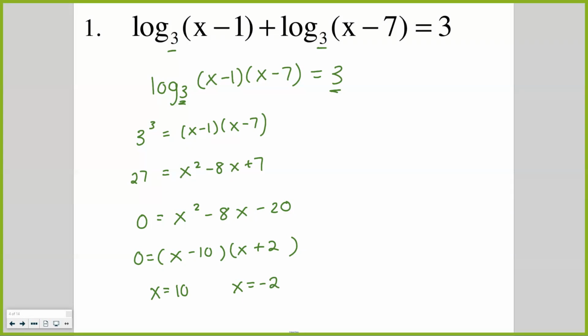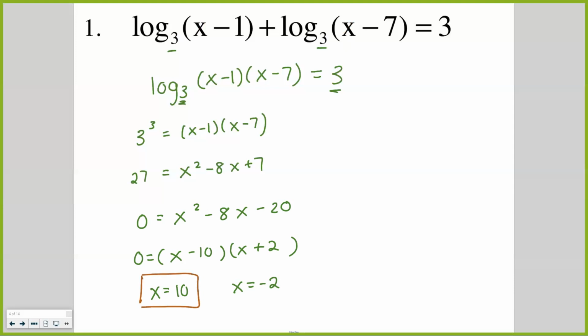Now, when I plug in 10 for x into my original problem, we get the log of 9 and the log of 7 minus 3. I can do math, sorry. Log of 9 and log of 3. Both positive, both things we can do. We need a calculator to do it, but it's possible. So 10 works. We're going to box that.